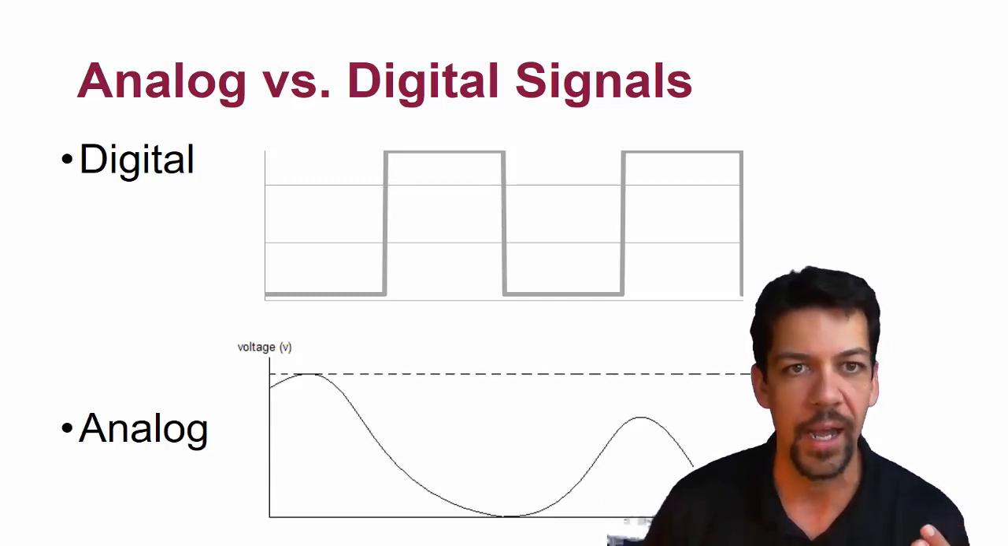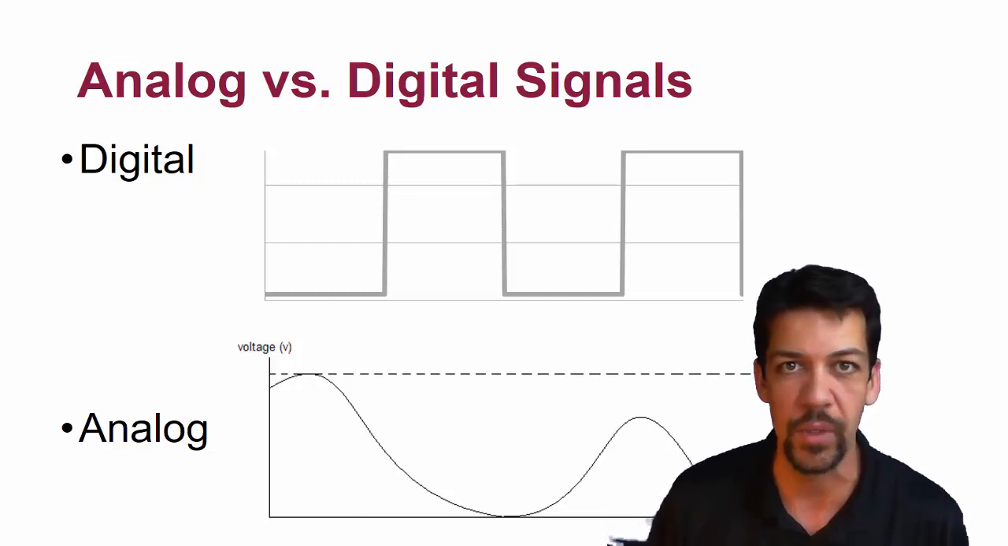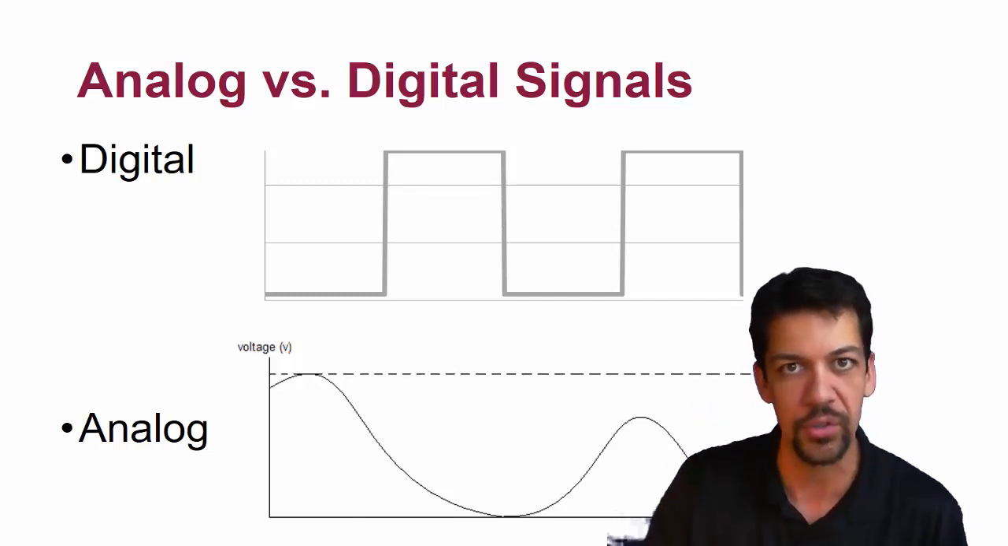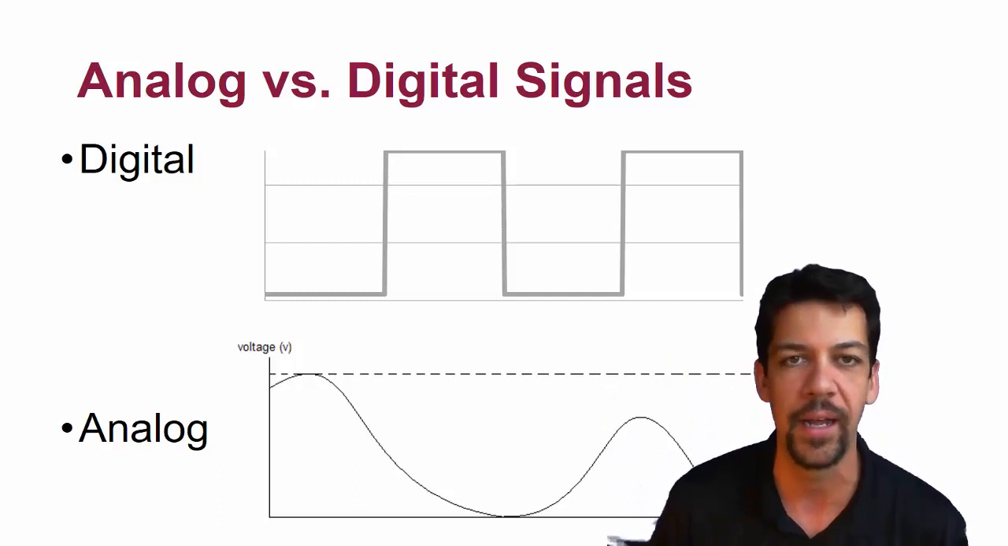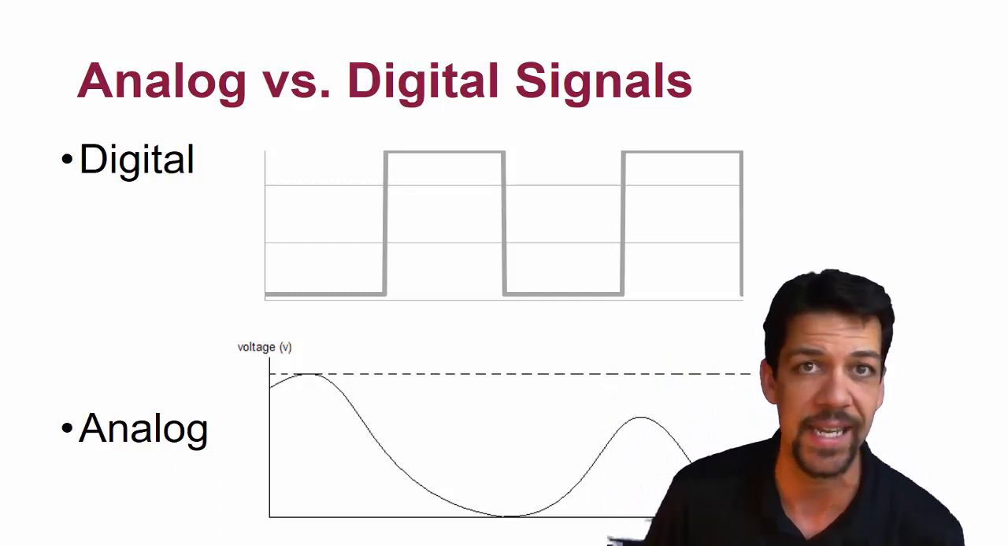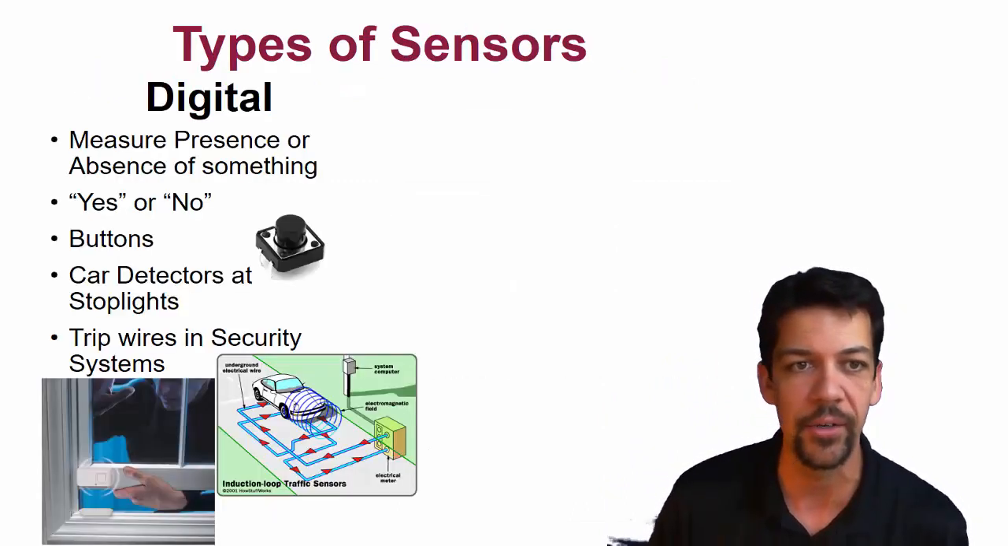Analog signals, conversely, are everywhere. They're continuous. They make none of those vertical jumps. They always run smoothly between values, and they can take on basically any value.